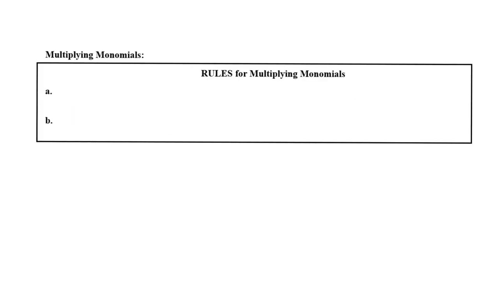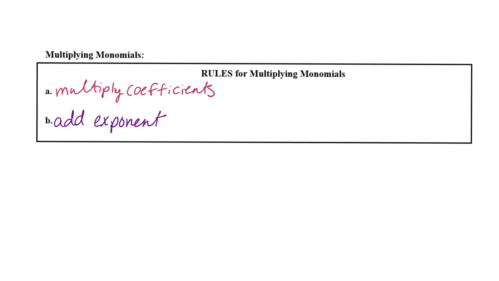We have two rules when multiplying monomials. The first rule is to multiply coefficients, which are the numbers in front. And then the second part of our rule is to add exponents with like bases. Now we're going to do some examples of those.